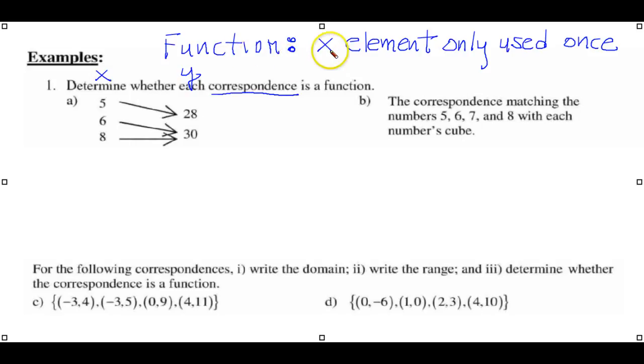Now, in a function, the X element is only used once. So we look at the 5. It corresponds with the 28. The 6 corresponds with the 30. 8 corresponds with the 30. So are the X elements here only used once, or a way of looking at it, is there only one arrow coming from each of the X elements? And the answer is yes.